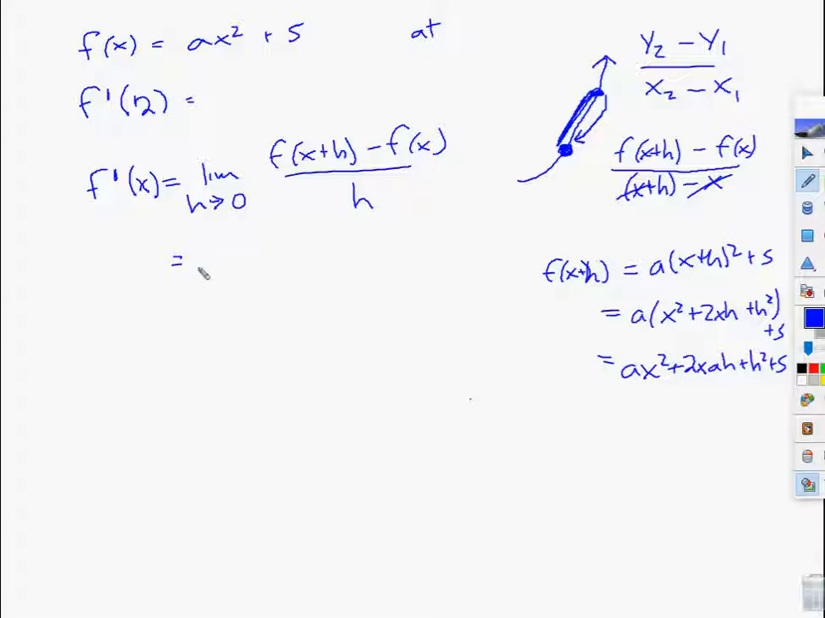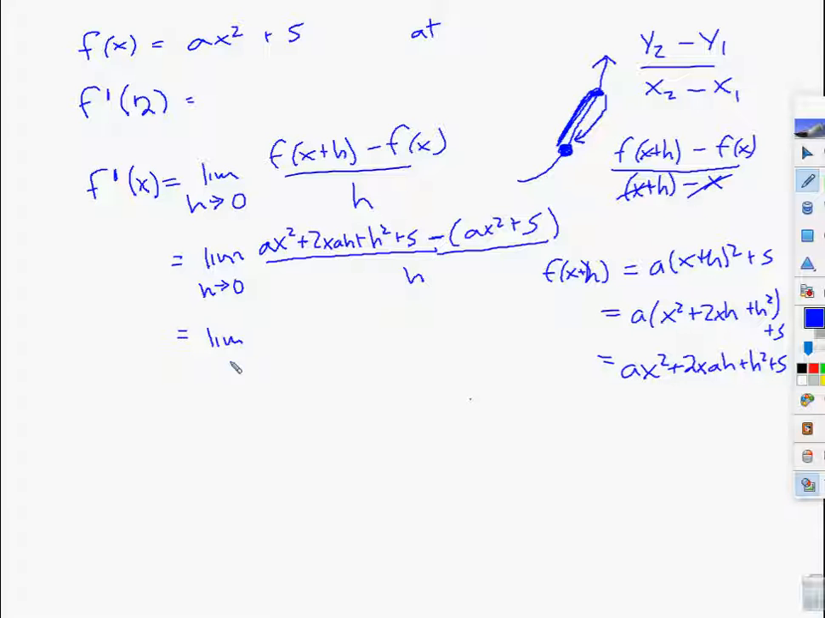And then I have f of x. So I'm going to take the limit as h approaches 0, and I'm going to put this in. So I have ax squared plus 2xah plus h squared plus 5, and then I have minus a quantity, and that's going to be this, f of x. So that's ax squared plus 5, all over h. And I'm trying to get it so that the h's cancel. Now I can't just cancel right here, right? Because I can't cancel through addition and subtraction. I have to somehow factor out an h.